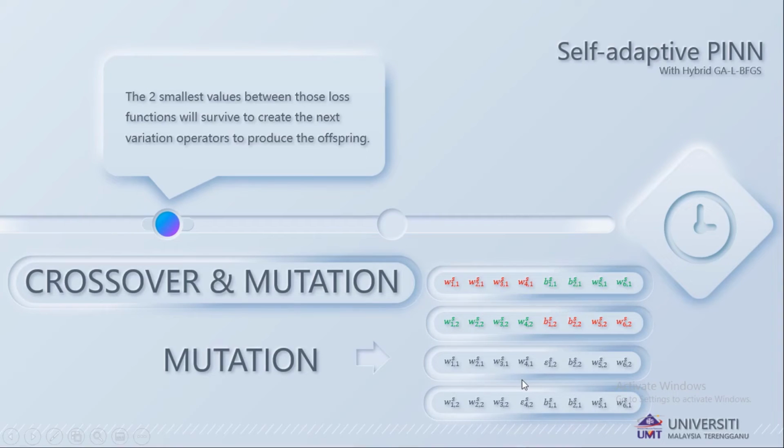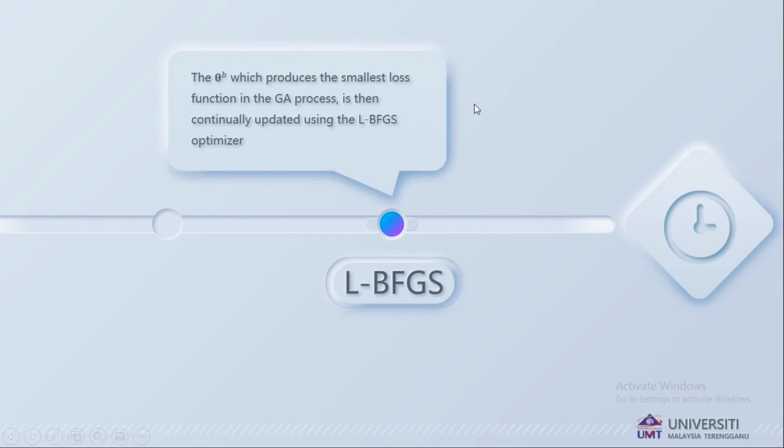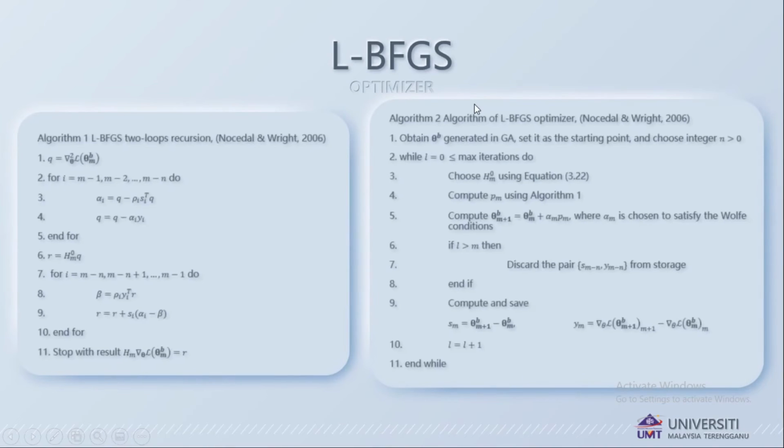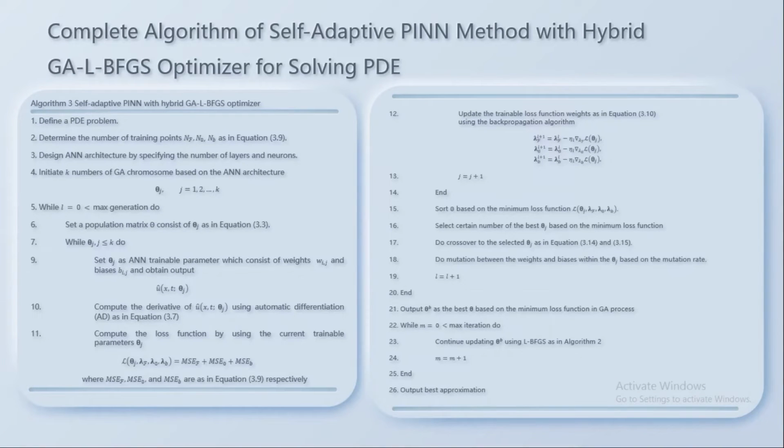All of the GA process from the initial population, selection, until mutation will be done over and over until the last generation is reached. It will produce the theta B, which is the best theta. After the final of genetics algorithm or GA, the theta B will be continually updated using L-BFGS algorithm. And here is our Neuro-Computing SA-PINN-GA-LBFGS algorithm.